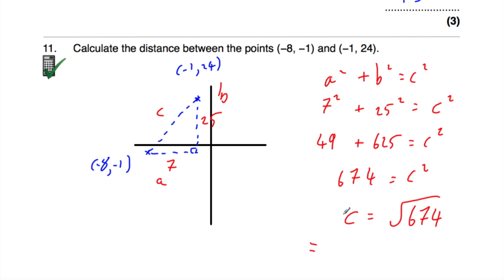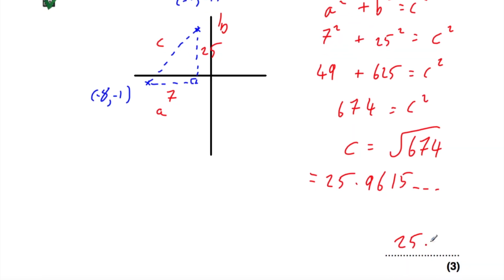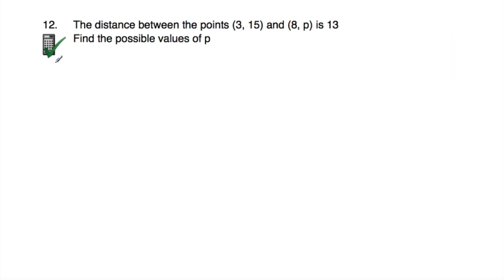And if we do the square root of 674, that's equal to 25.9615, and so on. And that's it. And if we want to round that to 2 decimal places, it would be 25.96 to 2 decimal places. And that's it. Okay, so let's have a look at our next question, question number 12.